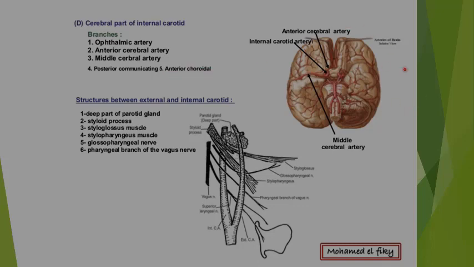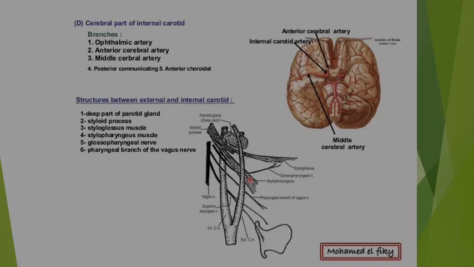So this is a picture of your brain. These are the structures between the external and the internal carotid: the deep part of the carotid gland, styloid process, styloglossus muscle, stylopharyngeus muscle, glossopharyngeal nerve, and the pharyngeal branch of the vagus nerve. So this is the pharyngeal branch of the vagus nerve.